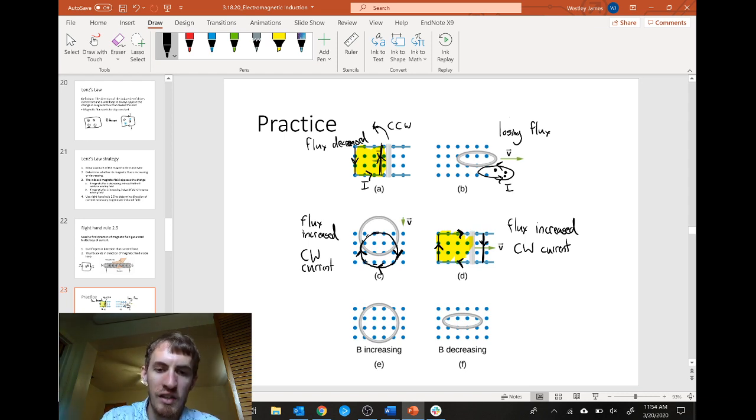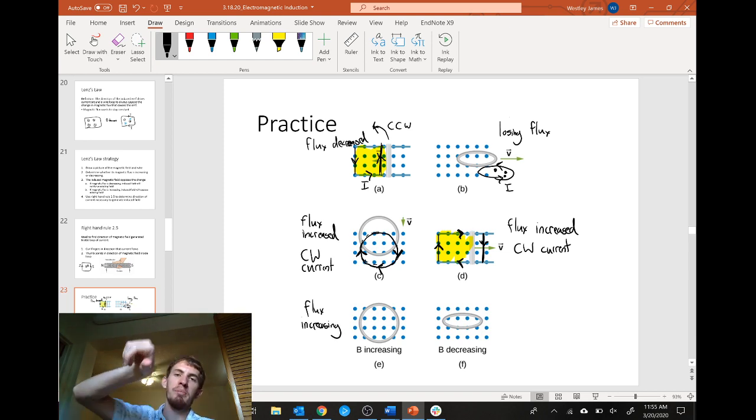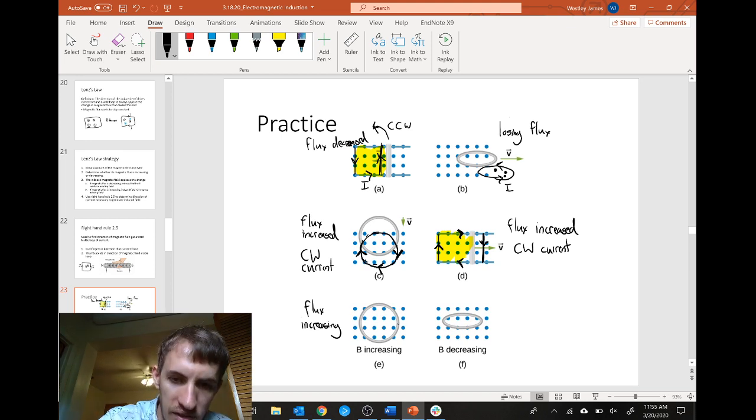Okay, last ones, the magnetic field here is increasing. That means I'm getting more lines coming out of the circle. So clearly, flux is increasing. I want to oppose that, put my thumb in, and I get a current that's clockwise. Clockwise current.